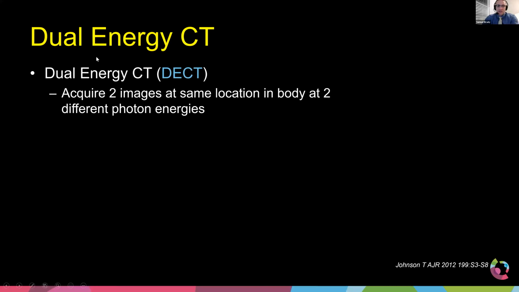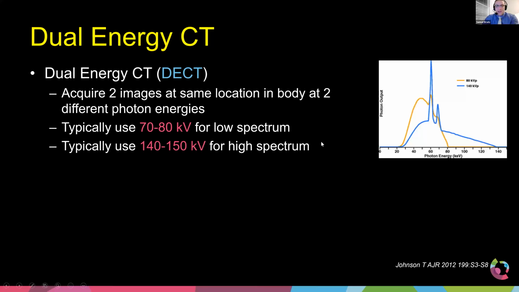So, as I mentioned, what we're going to do is we're going to acquire two images at the exact same location in the body at two different photon energies. So typically for the low energy, we're going to dial in about 70 or 80 kV. And that's what gives us, for example, this orange looking curve. And then for the high energy, we're going to be somewhere at 140 kV. And some of the newer scanners can even go up to 150.